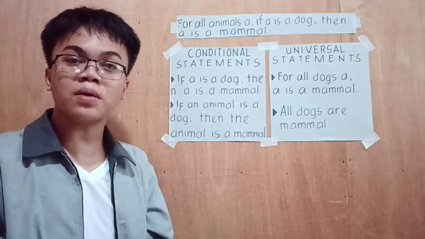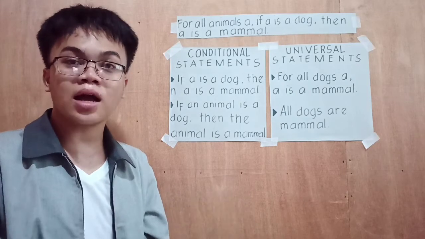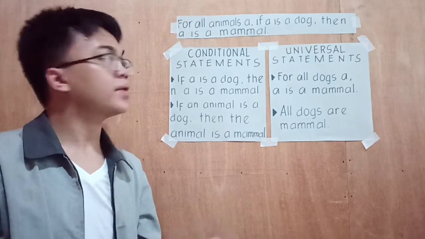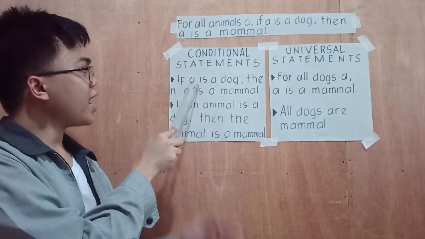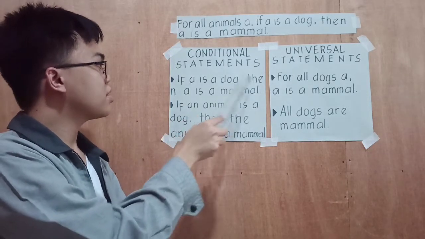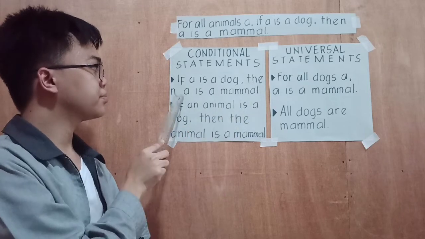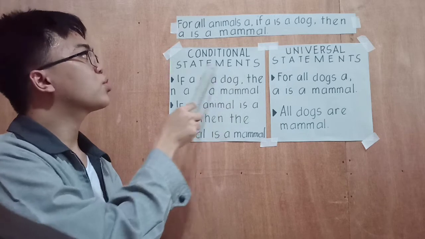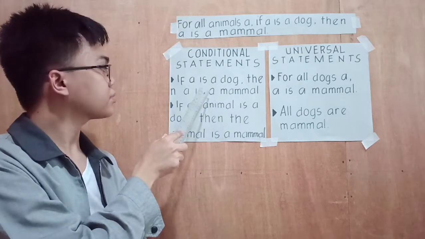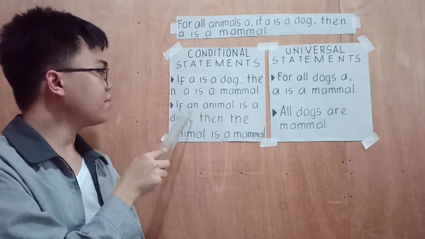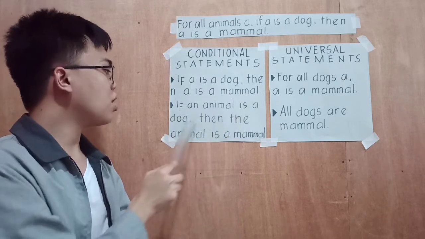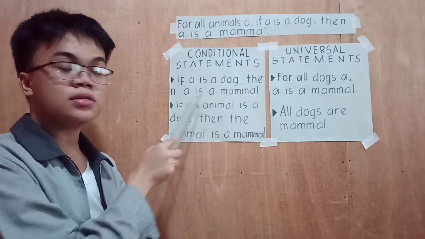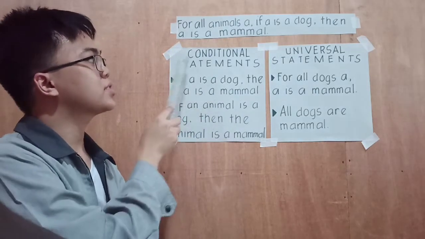Pero, if gusto mo naman na conditional statement lang siya or universal statement lang siya, you can consider this one. If A is a dog, then A is a mammal. This is a pure conditional statement. Or, pwede naman, if an animal is a dog, then the animal is a mammal. This is also a pure conditional statement.